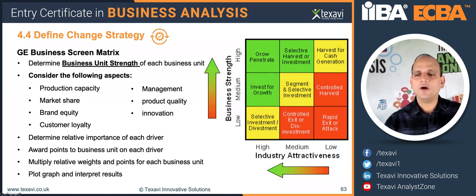So if your business unit, or your entity, is somewhere here, which means that it has very high industry attractiveness, but the strength of the business is low, then you need selective investment. Either you want to pump money into it, or you need to get out of it. There are only two options there. It depends on your strategy again.